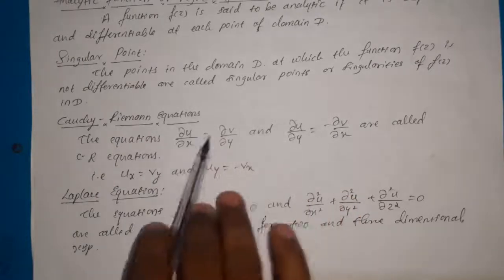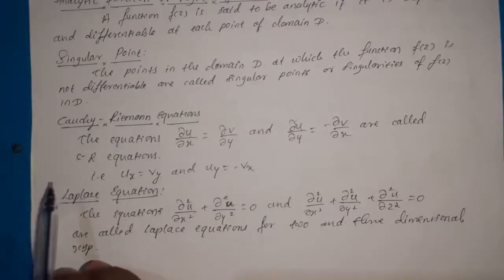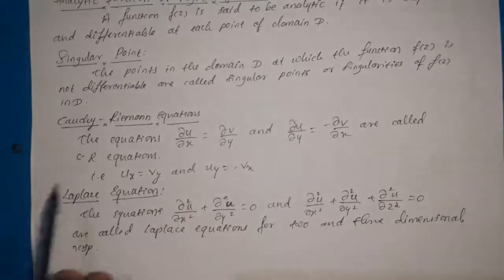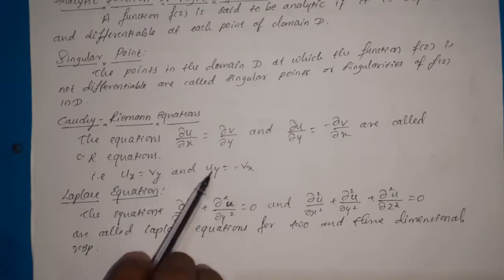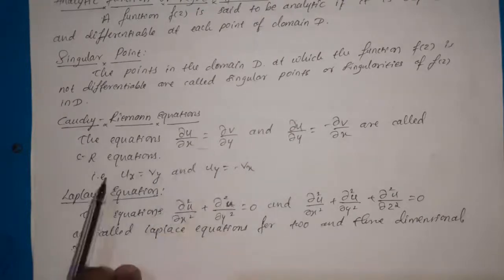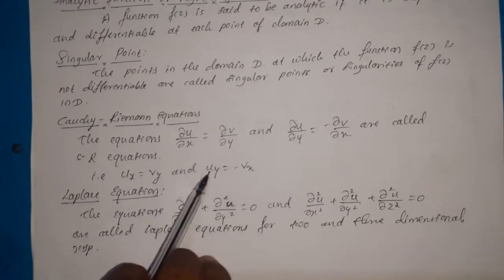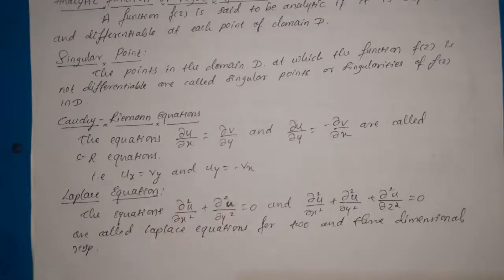So, these two equations are called CR equations. Symbolically, we can write these four partial derivatives as ux, vy and uy, vx. Therefore, if ux equals vy and uy equals minus vx, then these two equations are called the Cauchy-Riemann equations.